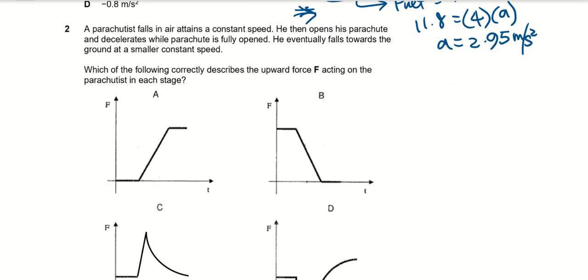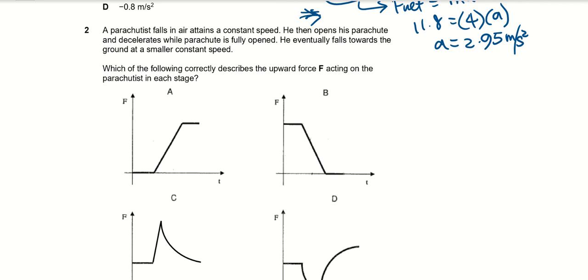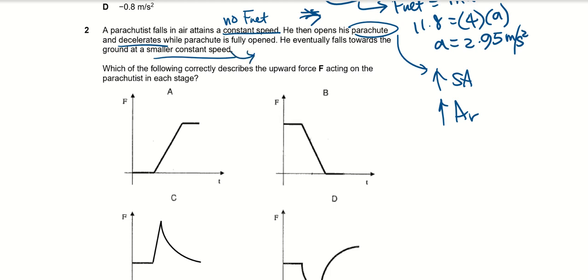Okay, question 2. A parachutist falls in air, attains a constant speed. So this constant speed tells me that there is no F net. These are the things that when you read, you must annotate down. He then opens his parachute and decelerates. The purpose of opening parachute is to increase surface area so as to increase your air resistance. So he opens his parachute and decelerates while the parachute is fully open. He eventually falls toward the ground at a smaller constant speed. So again, no F net. So we have 2 periods whereby he doesn't have F net.